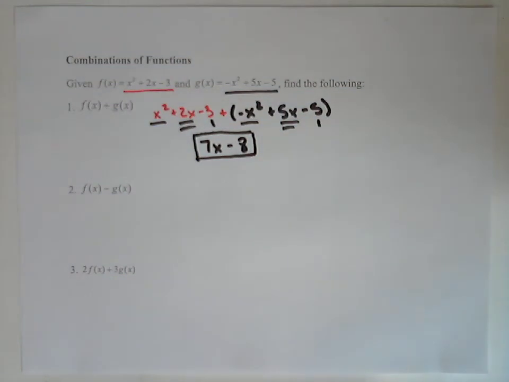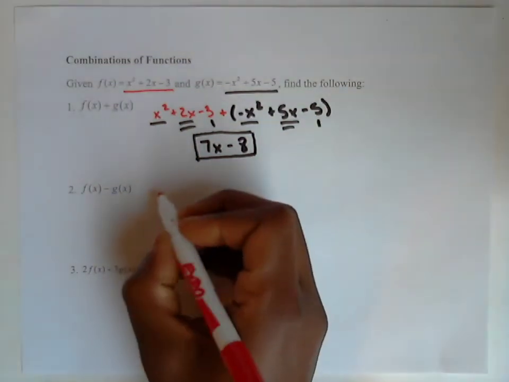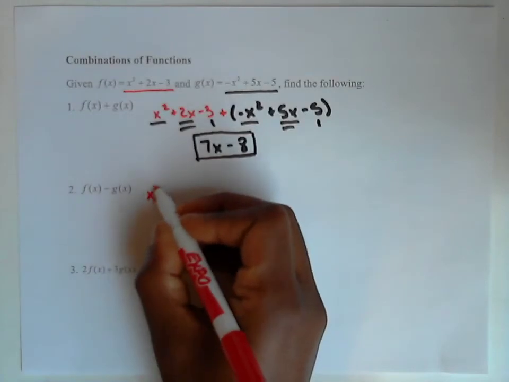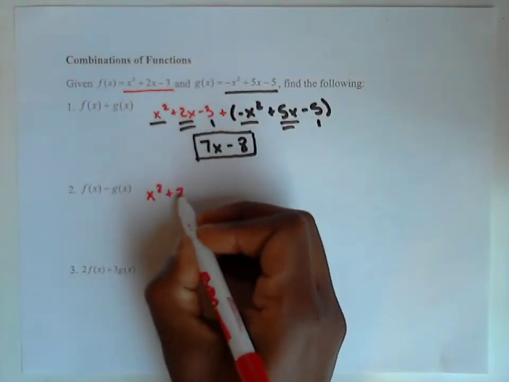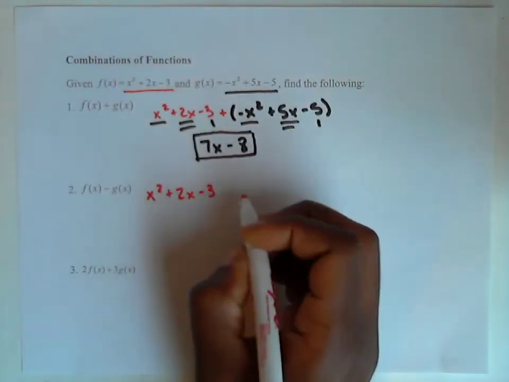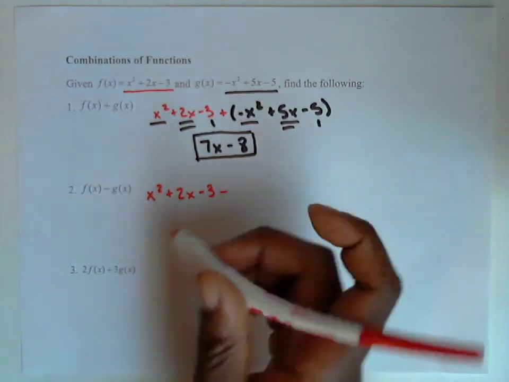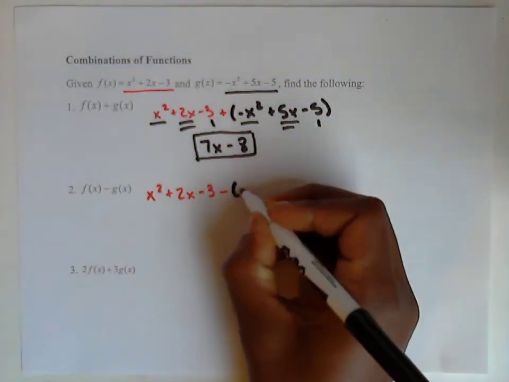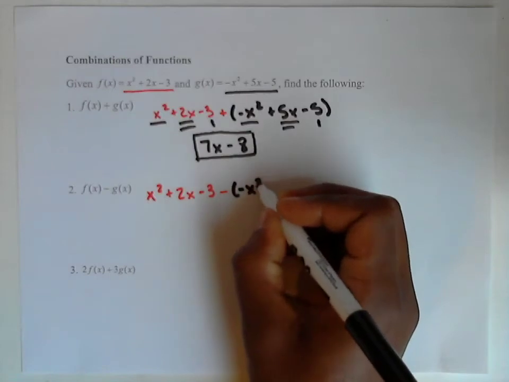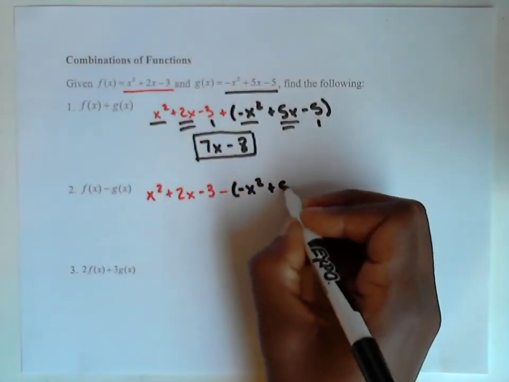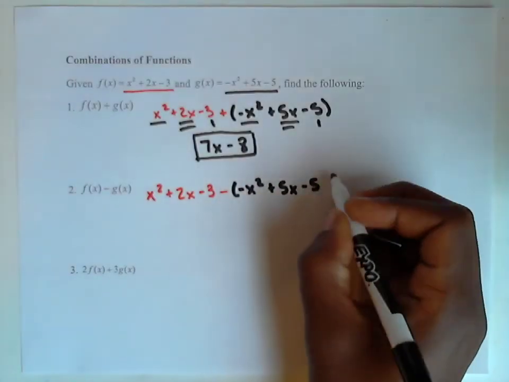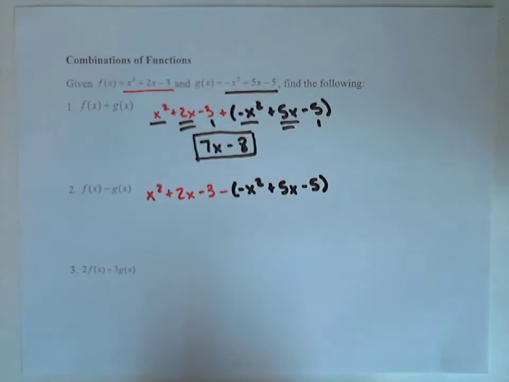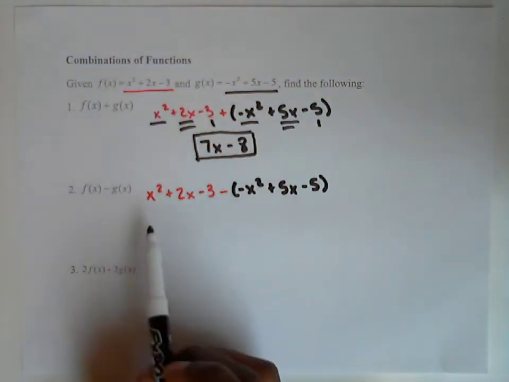Now when I go to f of x minus g of x, again I'll start out by writing out my f of x in red. So x squared plus 2x minus 3, and then we're going to subtract, again putting my parentheses in, the negative of x squared plus 5x minus 5. Now this time my parentheses are very important because I'm subtracting g of x.